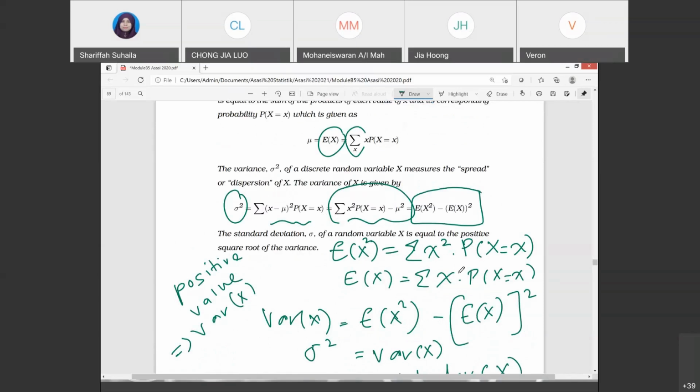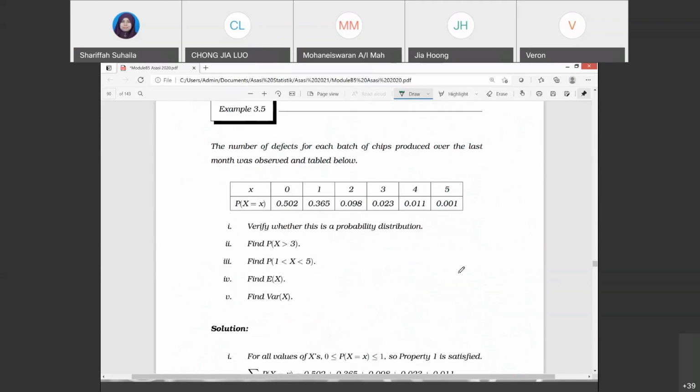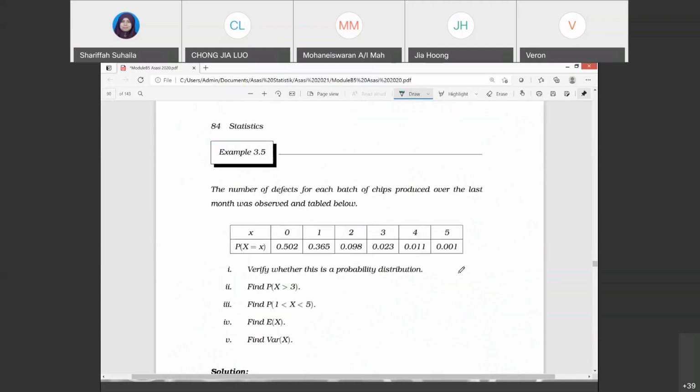Okay, kita tengok one example ya. Example 3.5, part 1. Verify whether this is a probability distribution. So that means you verify f(x) greater or equals to 0. So satisfy. And then check your total probability ni, ataupun your total f(x) ni, sama tak dengan 1. Kalau sama, that means this one is a probability distribution.